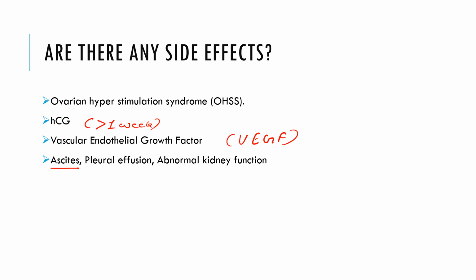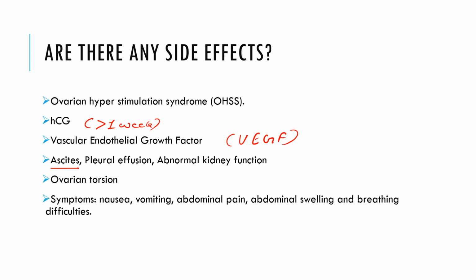Or sometimes the kidneys are not functioning properly because there is no blood in the blood vessels, because the blood vessels have become leaky. Sometimes the ovary becomes so swollen that it twists. That condition is called ovarian torsion. So these are all the side effects of ovarian hyperstimulation syndrome. The symptoms are nausea, vomiting, abdominal pain, abdominal swelling, and, as I said, breathing difficulties due to the pleural effusion, where the lung cavity is filled up with fluid.